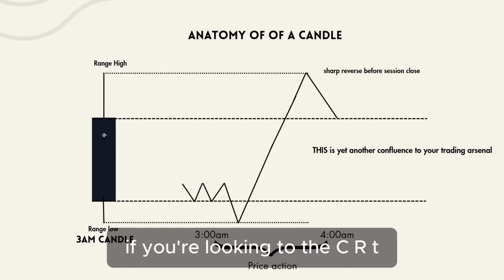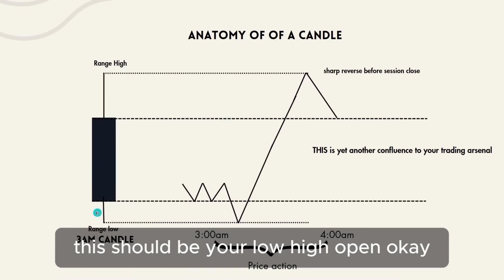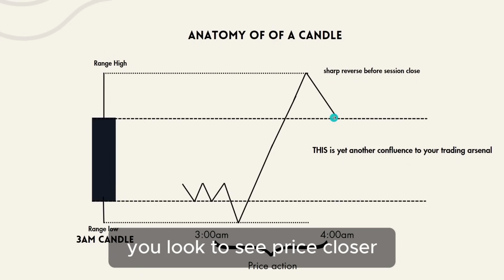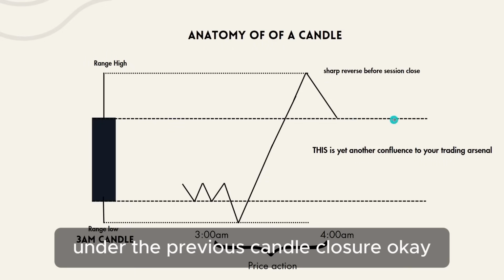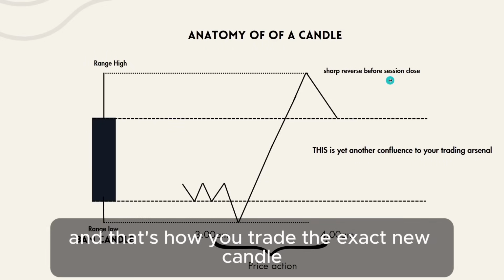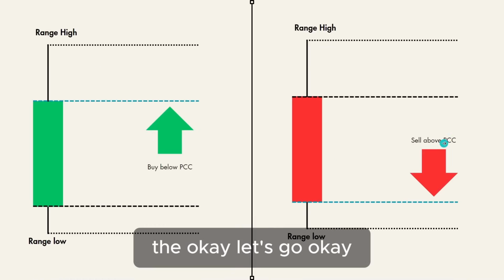If you're looking to use the CIT, you want to be trading above that candle, trading low. And for a bullish candle, this would be your low, high, open, and then close. For a bullish day, you look to see price close at this price and then open with the new price, dipping below the previous candle closure. And then you can look to trade into the new day. And that is how you trade the exact new candle, trading every single candle using the candle impulse theory.